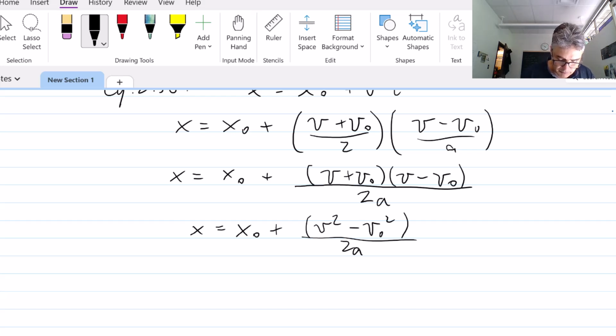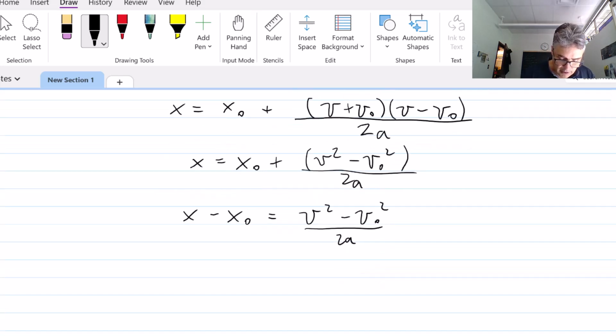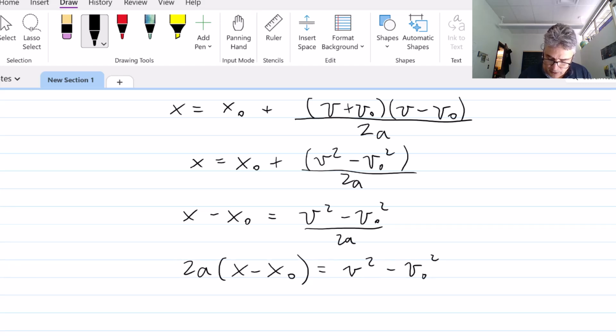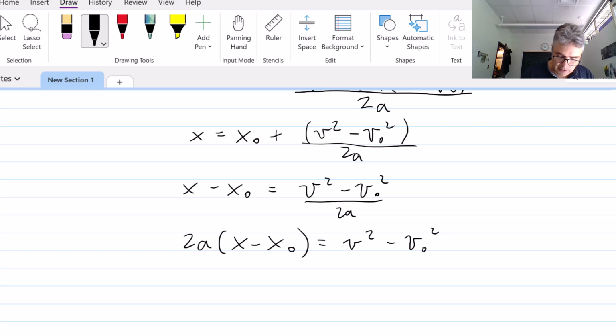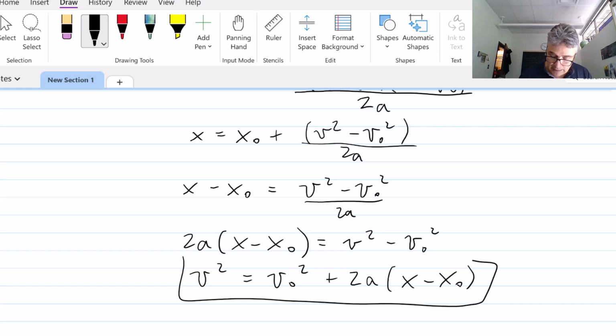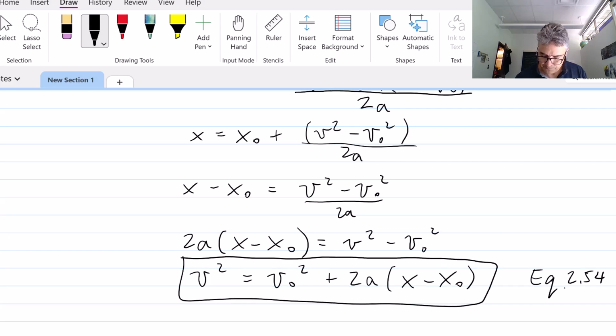So first thing I'll do is subtract x0 from both sides, and I've got v squared minus v0 squared all over 2a. Now I'm going to multiply both sides by 2a, so I'll get 2a times x minus x0 is equal to v squared minus v initial squared. Then I'll add v initial squared to both sides, flip it around, and I get v squared is equal to v initial squared plus 2 times a times x minus x initial. And this one is the last of our 4 equations, and this is called equation 2.54. And here they are.